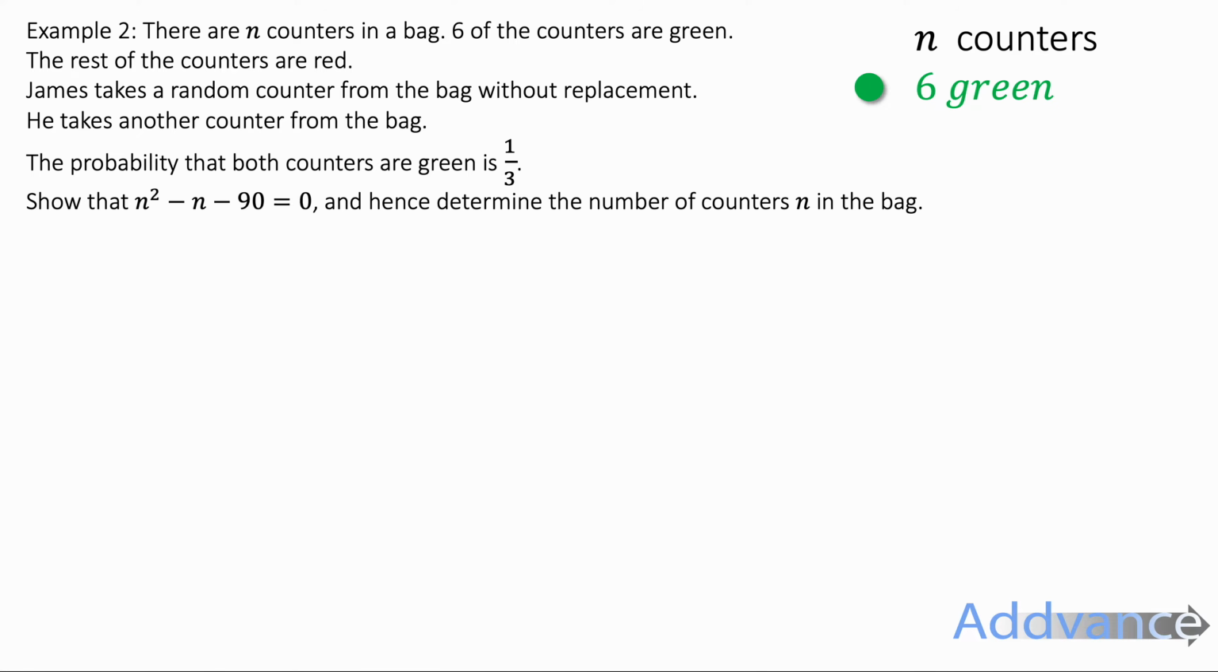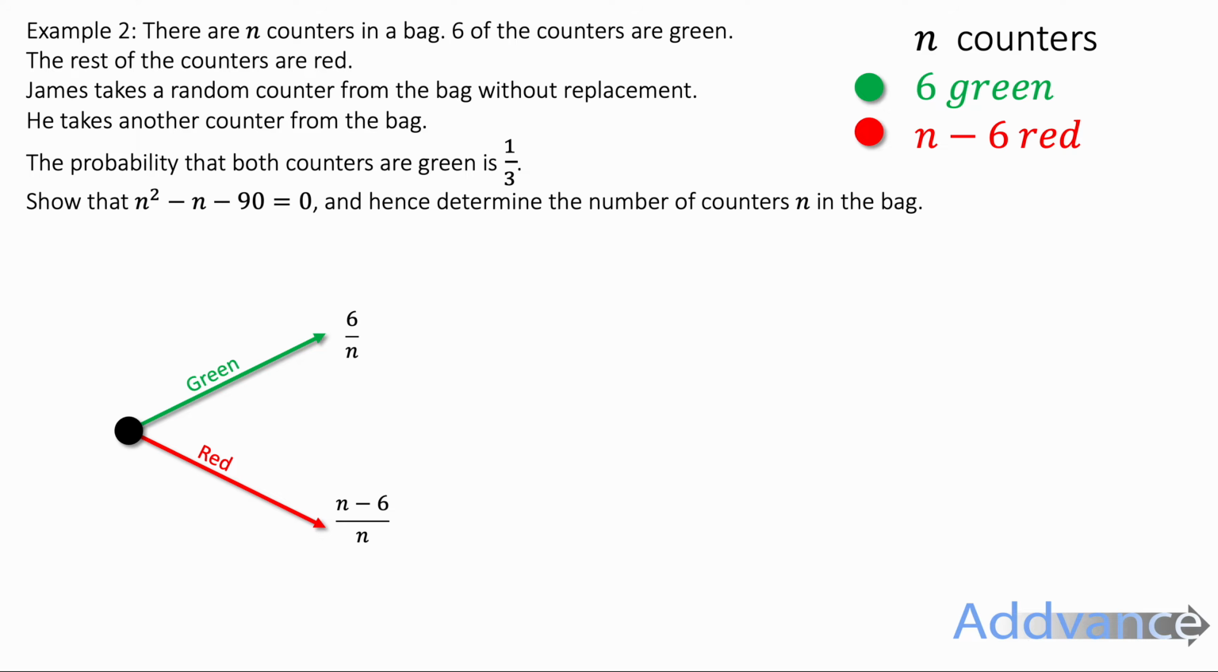For n counters in the bag, where 6 are green, how many are red? Well, it's n minus 6. The number of counters minus 6 is the number of counters that are red. There's no other colour in the bag. So we start with a probability tree where you could take a green out first or you could take a red out first. The probability of taking a green, well, there's 6 green counters out of n total counters. The probability of taking a red is n minus 6, because that's the number of reds, out of a total of n counters. Okay, now you can take another green or another red.